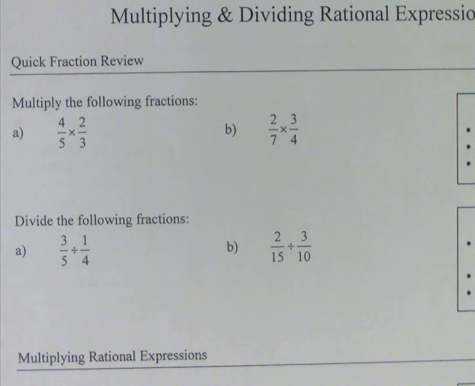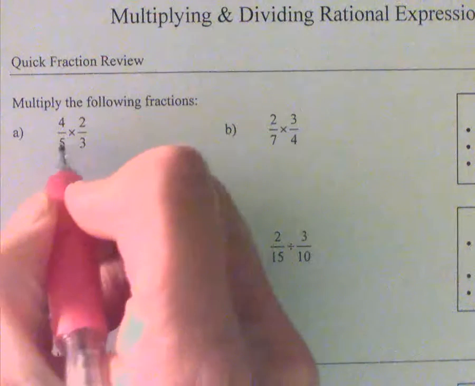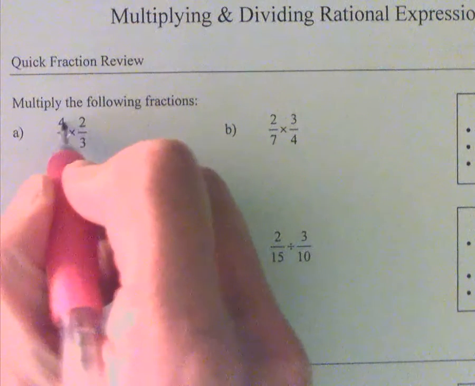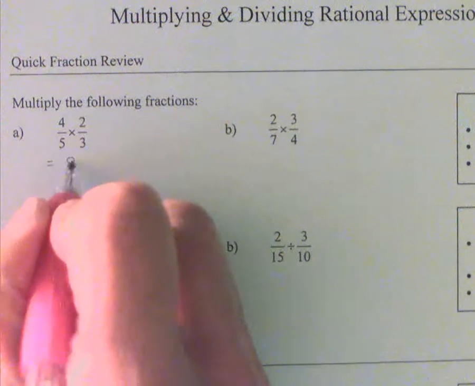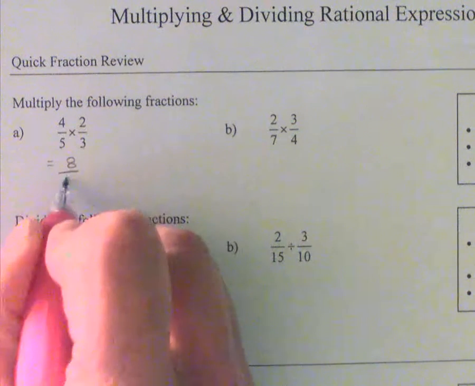Okay, so let's look at multiplying and dividing rational expressions. So we're going to do some fraction review. When you multiply fractions, you're going to multiply top times top, bottom times bottom. So we're going to do 4 times 2 is 8, and 5 times 3 is 15.